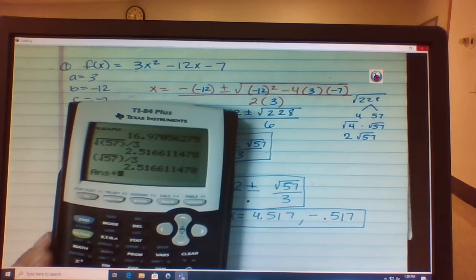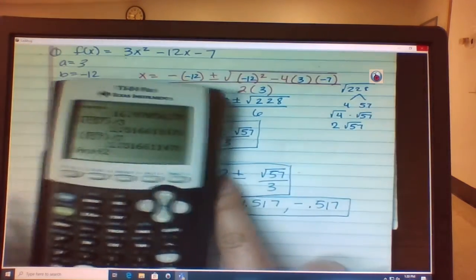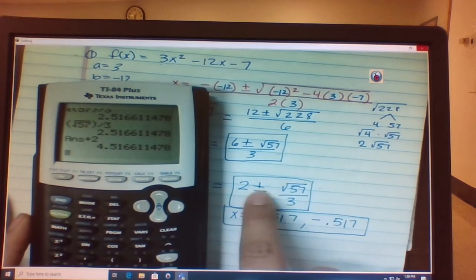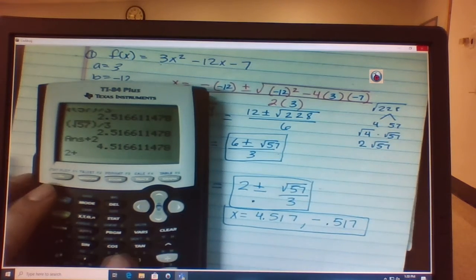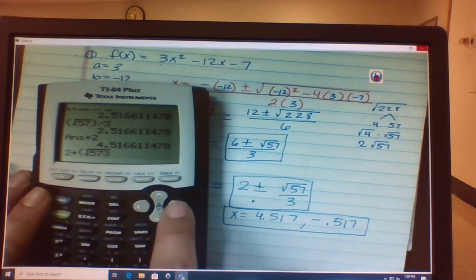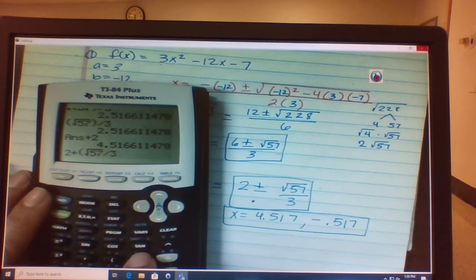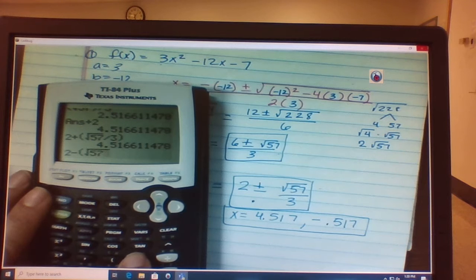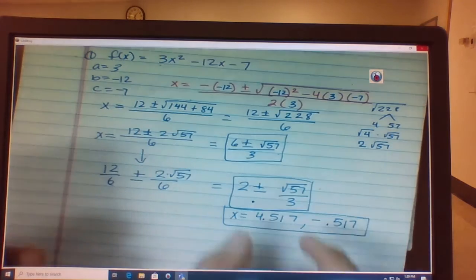So that's why, plus the 2 from the 2 in front. That's why I'm getting the 4.51, because we forgot. So it's 2 plus square root of 57 divided by 3, and then 2 minus the square root of 57 divided by 3. And there's your two answers that I have right there. Okay. So just type in the entire thing.